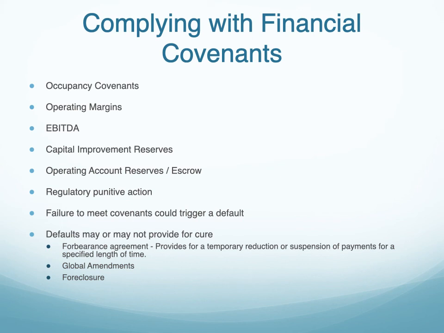Other defaults can be covered with global amendments to the original loan agreement, which specify revised targets that are necessary in order for the bank to continue their relationship with you. Ultimately, most banks employ a foreclosure step in the event that the defaults remain uncleared.